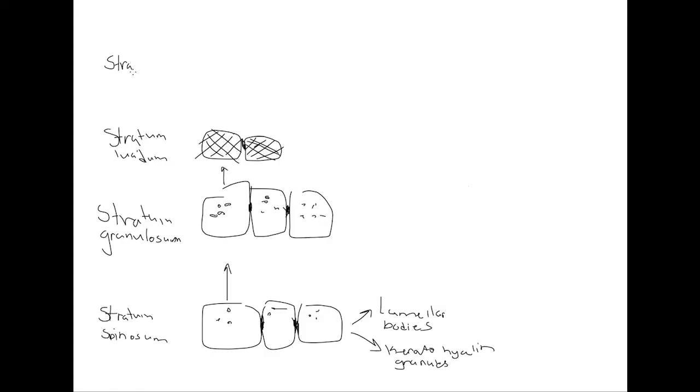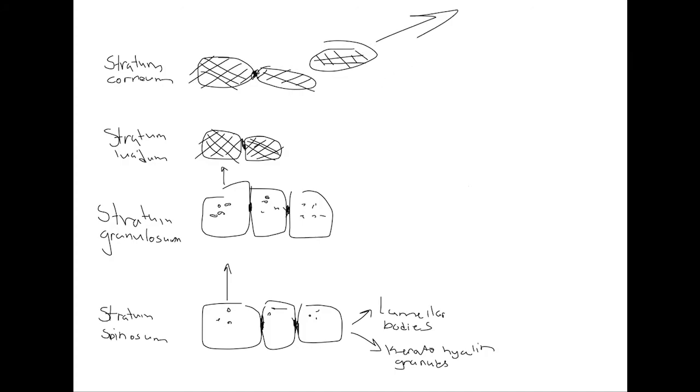Top layer is going to be called your stratum corneum. Your stratum corneum is also going to have dead cells. But these dead cells are going to be sloughing off. How are they going to be sloughing off? So I'll draw one more, one sloughing off. Well, they're actually going to be sloughing off because their desmosomes are being degraded. And once their desmosomes are degraded, they are no longer attached to their fellow keratinocytes. So they can just slough off.